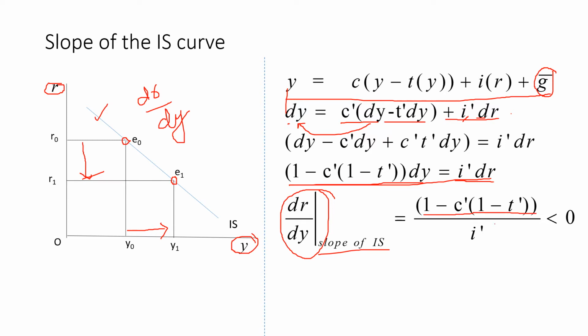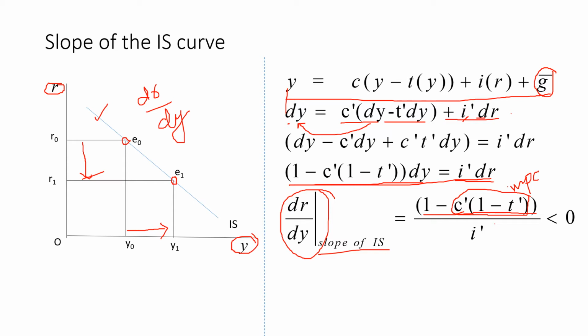And remember, this C prime into 1 minus T prime is basically MPC. This is the marginal propensity to consume out of total income, okay? And C prime is the marginal propensity to consume out of only disposable income.